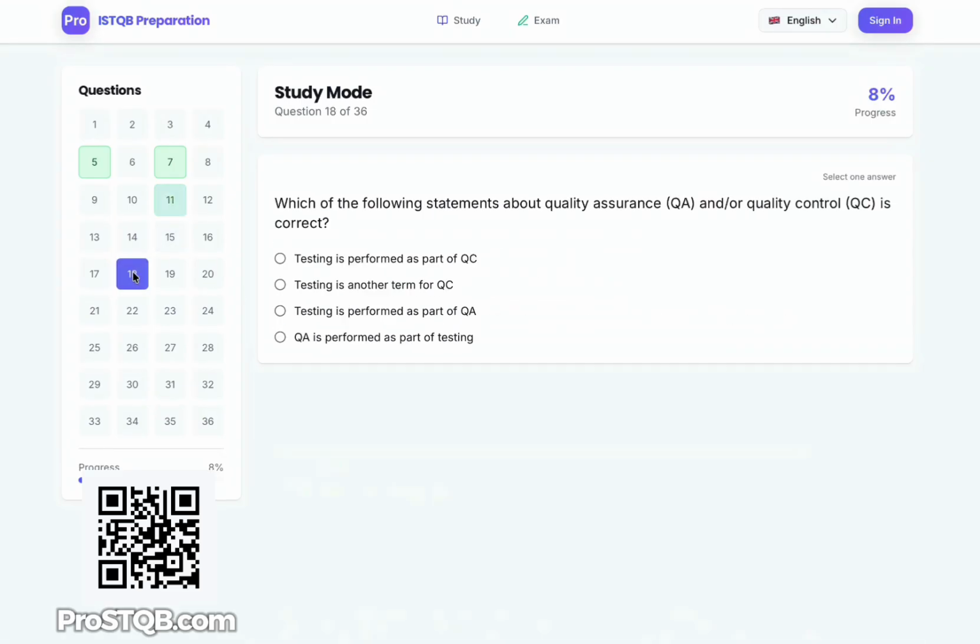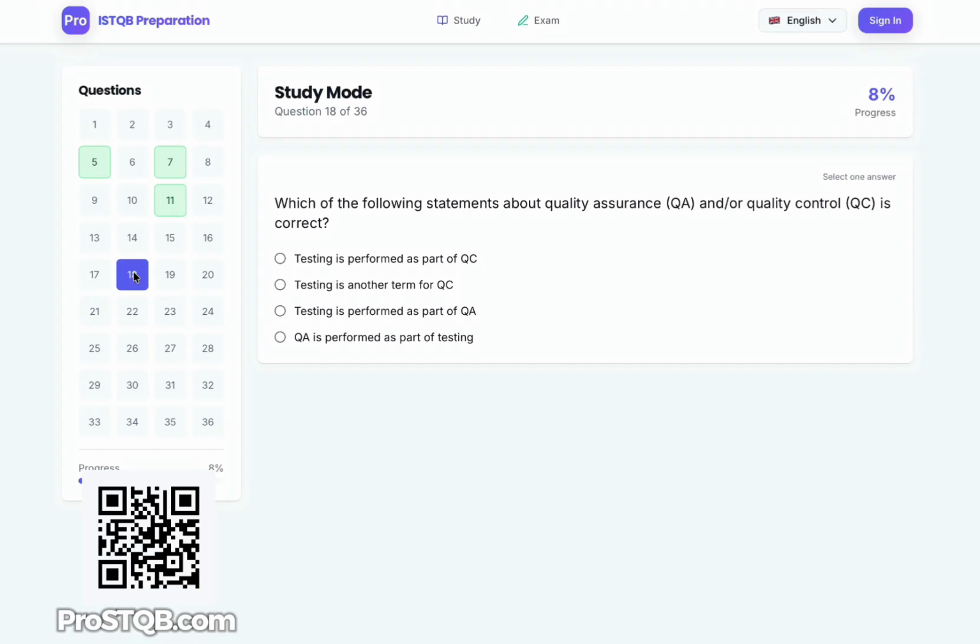Question number 4. Which of the following statements about quality assurance and quality control is correct? This is one of the most common ISTQB questions. Students often mix up QA, QC, and testing. Here is the shortcut. Quality assurance is about the process. Quality control is about the product. Testing is one of the main techniques used in quality control. Now, look at the options.